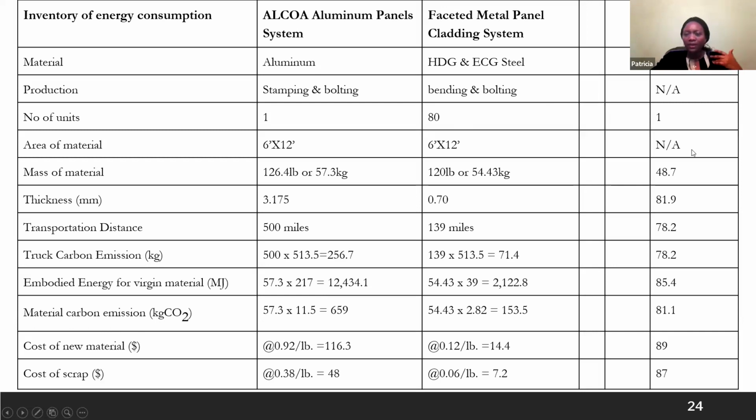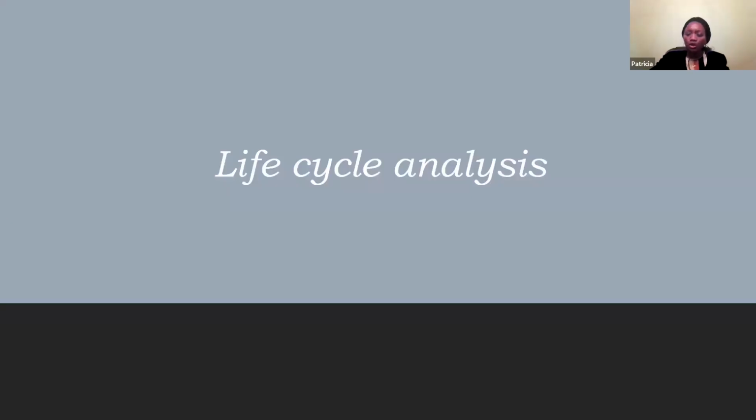Here you can see that the advantage the Alcoa panel had over the faceted metal panel cladding system is that it was in one piece, while we had a lot of cuts in the faceted cladding system. So we're going to talk about life cycle analysis.